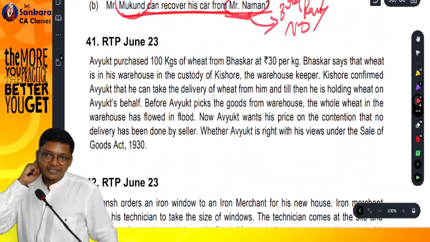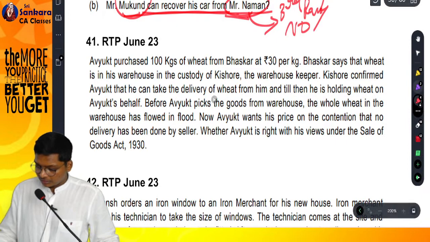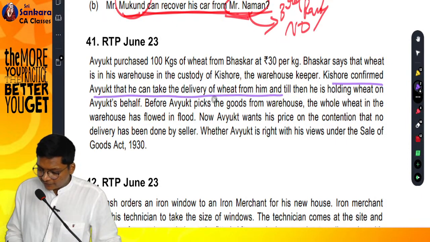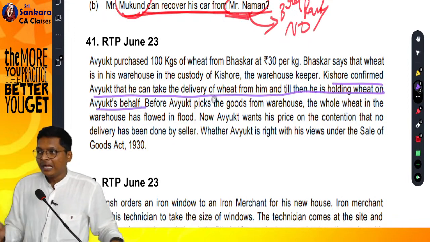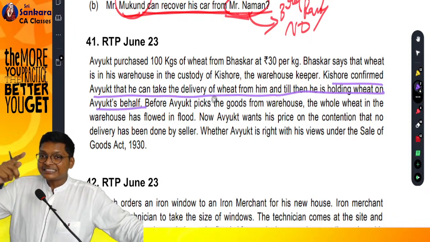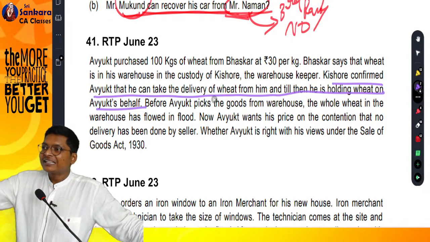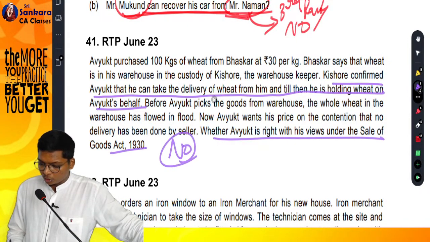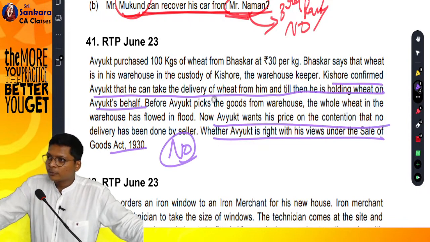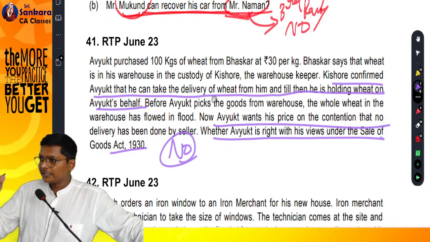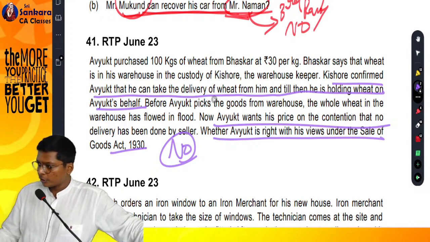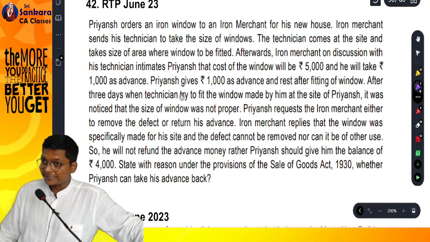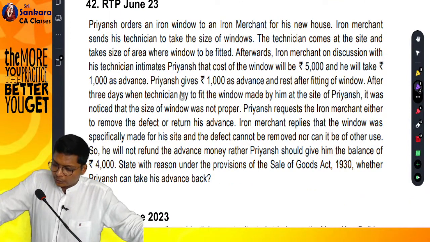There are 3 types of delivery: actual, symbolic, and constructive. Here, Kishore confirmed that Avyak can take delivery of wheat from him and he is holding wheat on behalf of Avyak. This becomes what? Constructive delivery. So ownership is transferred. Whether Avyak is right in view of the Sale of Goods Act? No. Once it's priced, he cannot get it. Able to follow, guys? Understanding? Pawan following? Sure. Latest RTP, guys, your exam RTP. Read the question, go through.